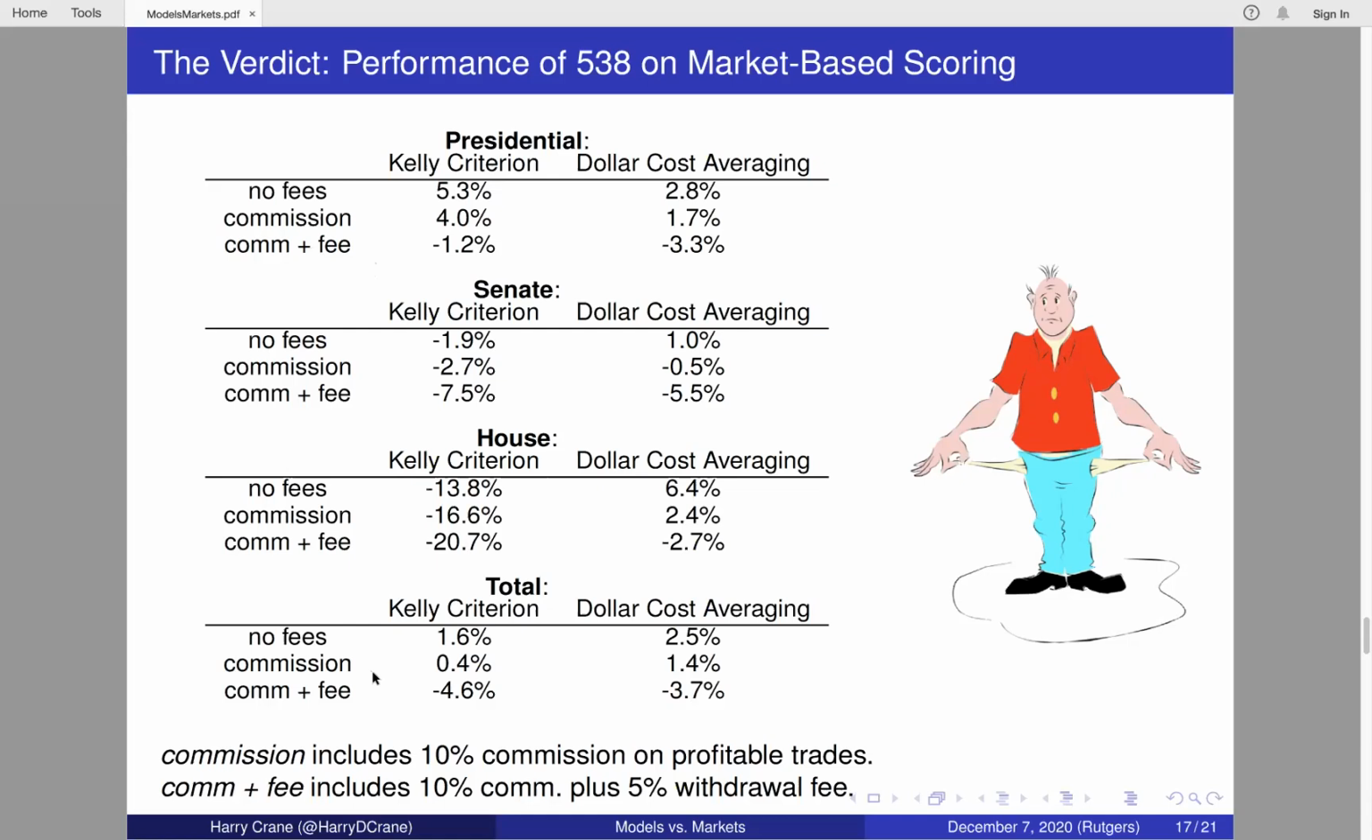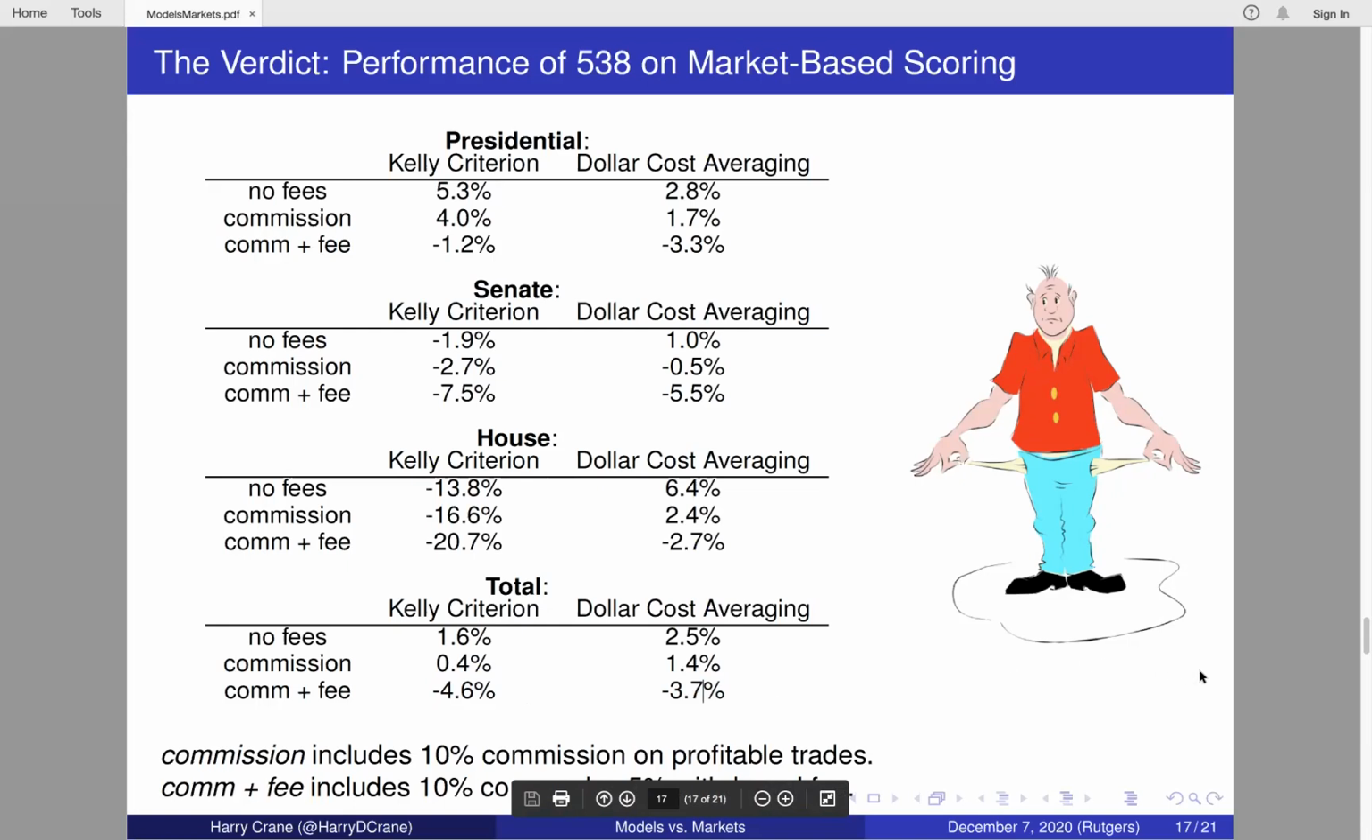after all of the fees are taken into account, 538 would not be very competitive in this market if you were to just take their numbers and not do anything different. They would lose somewhere in the vicinity of 3 to 4 to 5%, which is a very bad return, right? If you're playing craps in a casino, the house edge is something like negative 0.4%. So the house wins 40 cents on every $100 that you bet. In this case, you'd be losing between $3 and $5 for every $100 you bet.